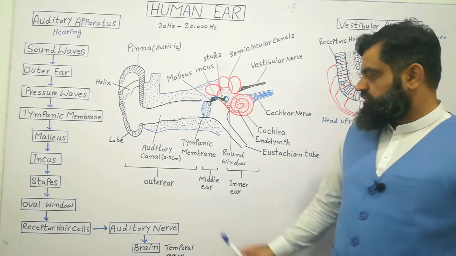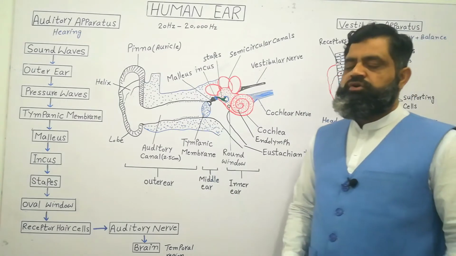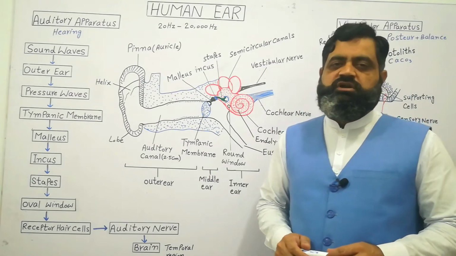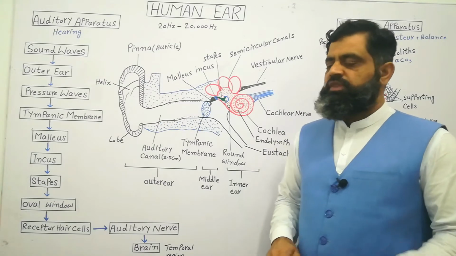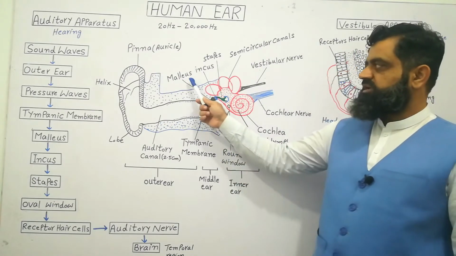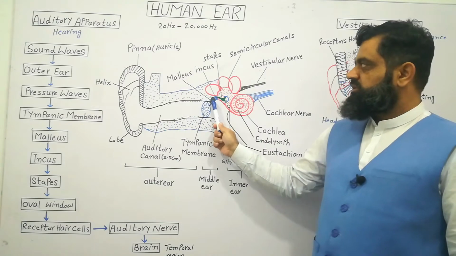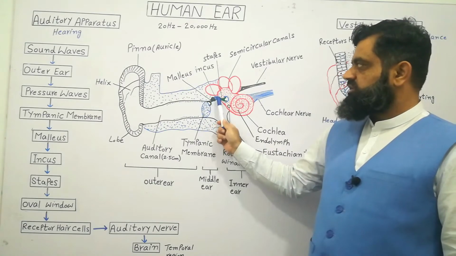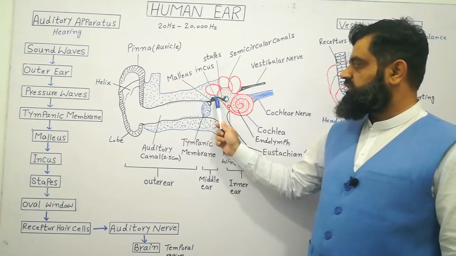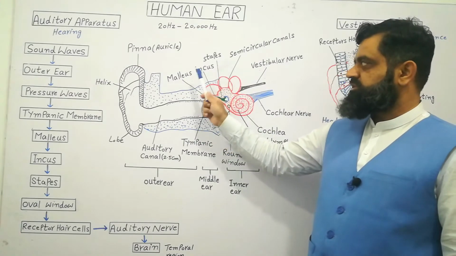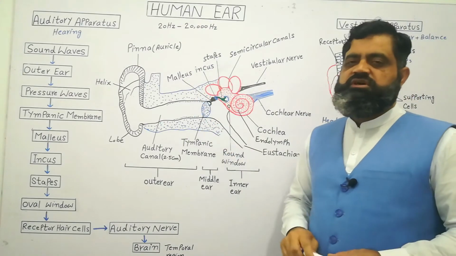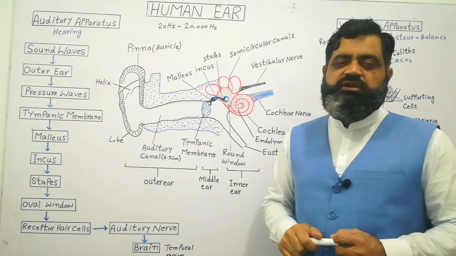If we look at the structure of middle ear, it contains three ossicles which are known as ear ossicles. The first ear ossicle is known as malleus. The second ear ossicle is known as incus, and the third is known as stapes. Malleus, incus and stapes, these are very small bones present in the middle ear of the body.